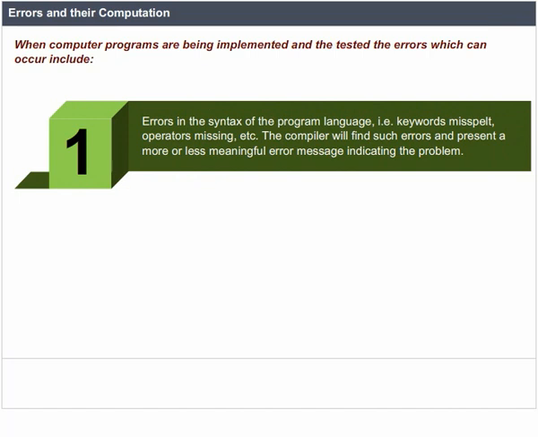Point number 1, errors in the syntax of the programming language, that is, keywords misspelled, operators missing, etc. The compiler will find such errors and present a more or less meaningful error message indicating the problem.